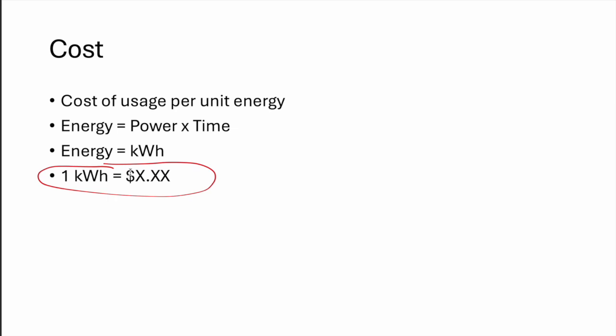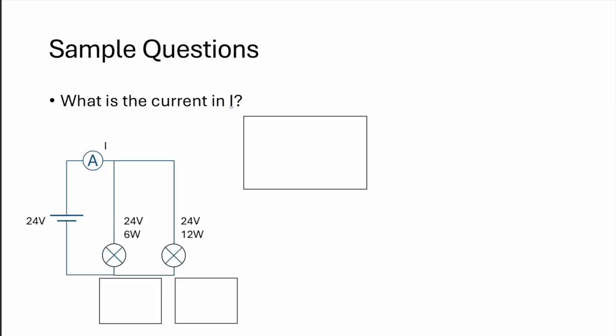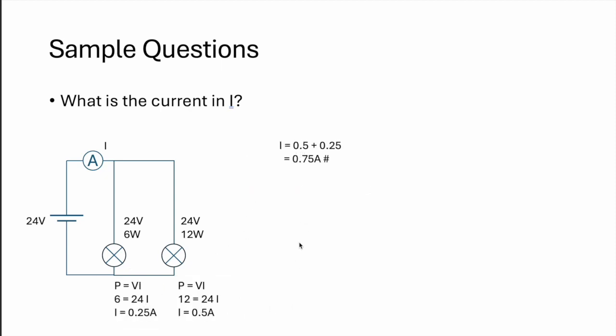Okay, so with that, we go on to some questions. An electrical supply is used to light lamps in parallel, circuit shown below. What's the total current I? So you have V, you have P, and you want to find the I down here. So P = VI, P = VI, and then you add them together because it's in parallel. Then you get this answer. Okay, circuit shown below.